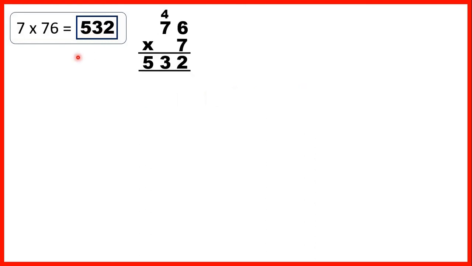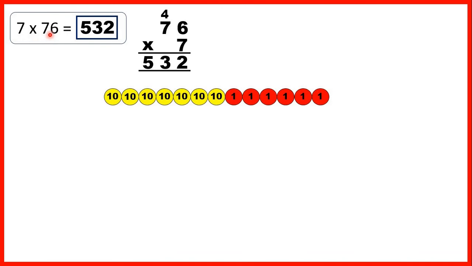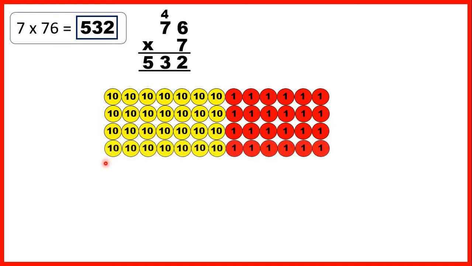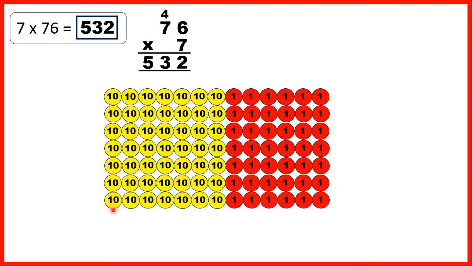252. Our last question was 7 times 76, but with multiplication, order doesn't matter. We can show 76 as 7 tens and 6 ones, and because the other number in our multiplication is a 7, we can show these place value counters 7 times.